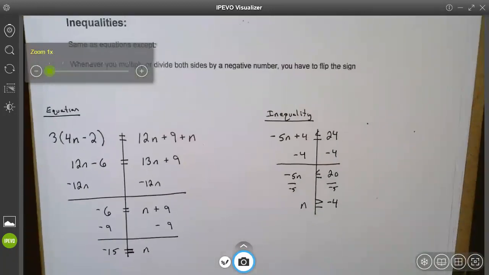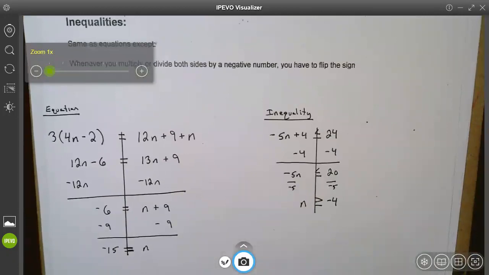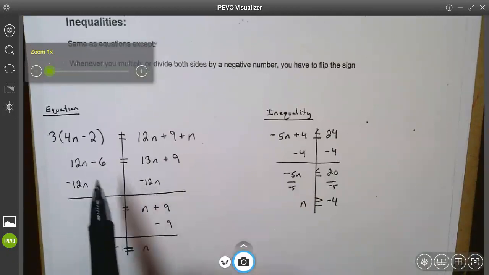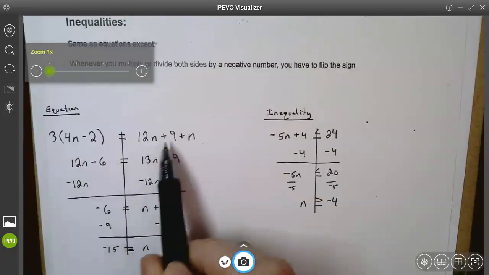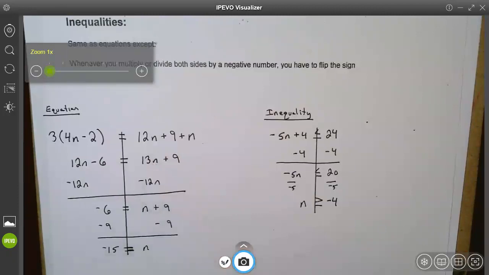Here's an example. On the equation, step 1 is simplify. I did the distributive property on the left and combined like terms on the right. Step 2, get the variable on one side. We did that by subtracting 12n from both sides. And step 3, get the variable by itself. We did that by subtracting 9 from both sides.